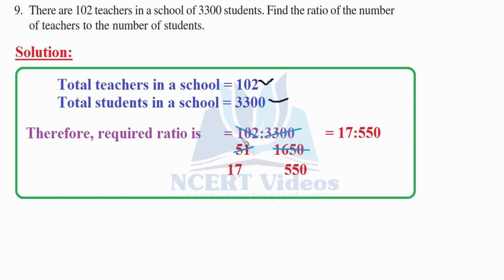Now we cut it, so it is reducible by 2. 2 5s are 10, 2 1s are 2, and 2 1s are 2, 2 6s are 12, okay, then 2 5s are 10, then 0. Now 17 3s are 51, and here we can also divide by 3, so 3 5s are 15, 3 5s are 15 again, so 0. Now this 17 is to 550 is your required ratio.